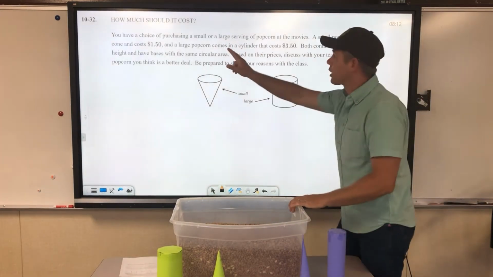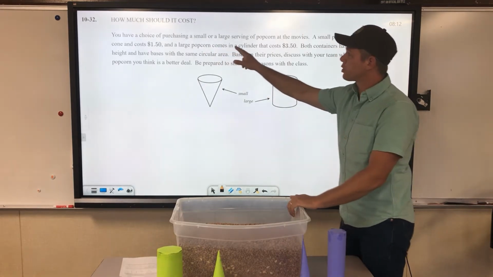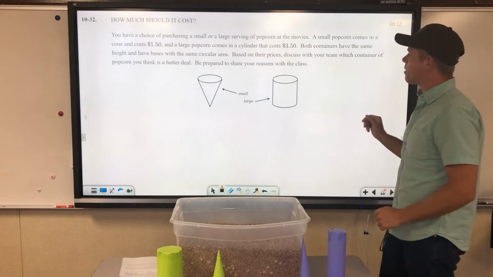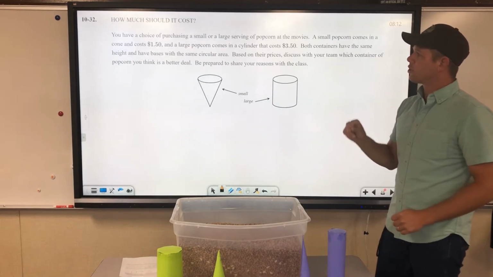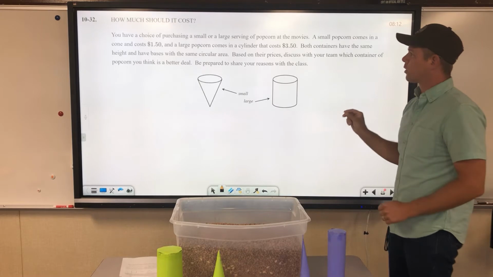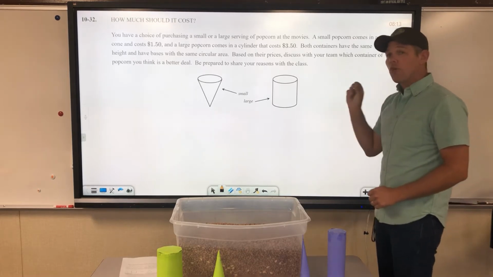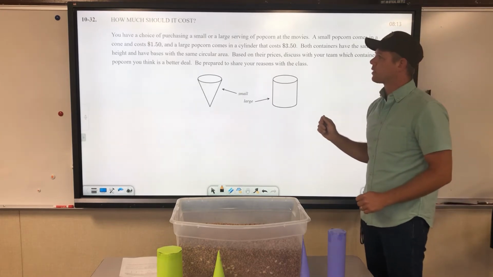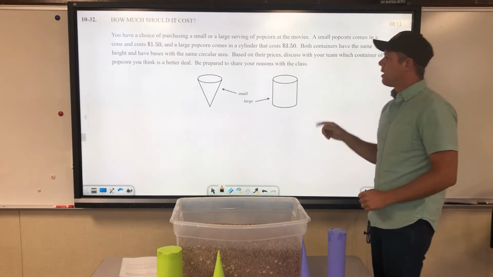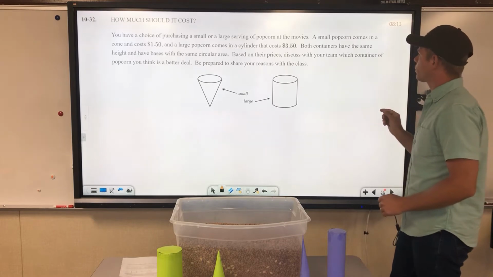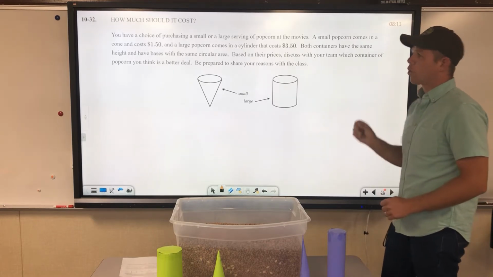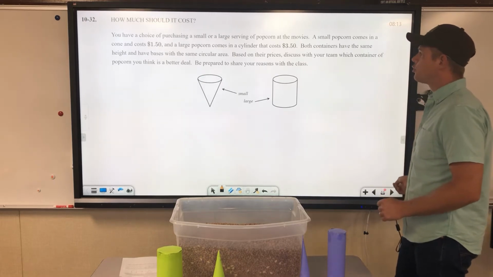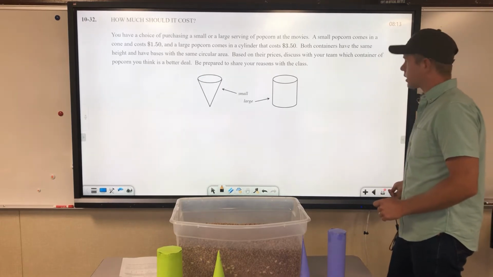How much should it cost? You have a choice of purchasing a small or large serving of popcorn at the movies. A small popcorn comes in a cone and costs $1.50, and a large popcorn comes in a cylinder that costs $3.50. Both containers have the same height and have bases with the same circular area. Based on their prices, discuss with your team which container of popcorn you think is a better deal. Please be prepared to share your reasons with the class.